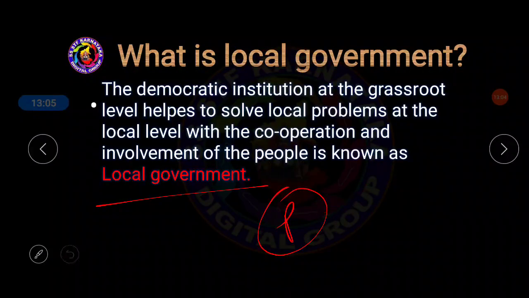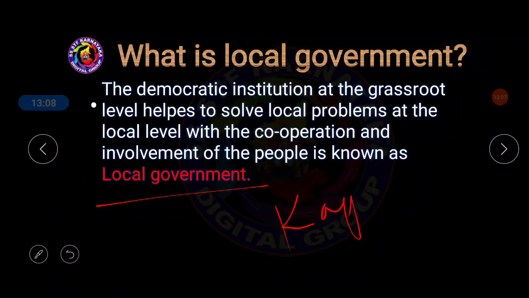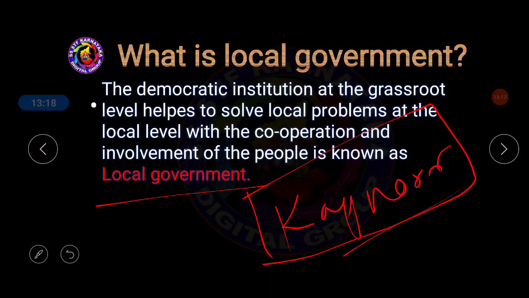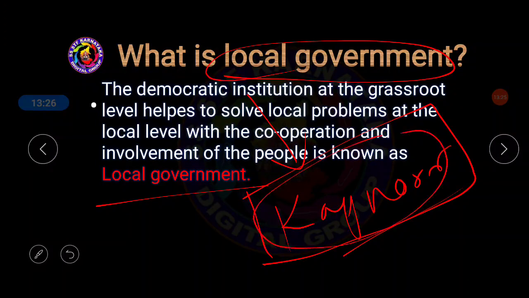Now let us say one village is there, let us say it is Kapnur. In Kapnur various problems are there, and if the problems of Kapnur are resolved by the people of Kapnur themselves, then that will be called a local government. Here the problems of Kapnur cannot be resolved by the Prime Minister sitting at Delhi or the Chief Minister sitting at Bangalore. They cannot understand what problem the small village is having.